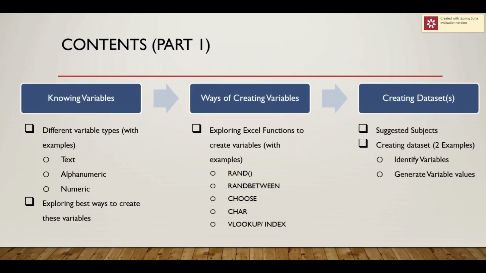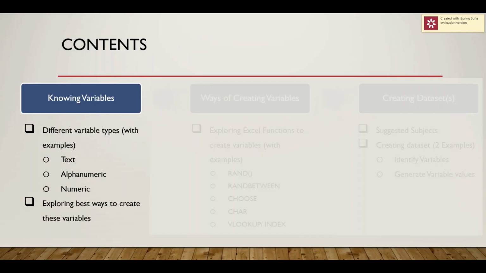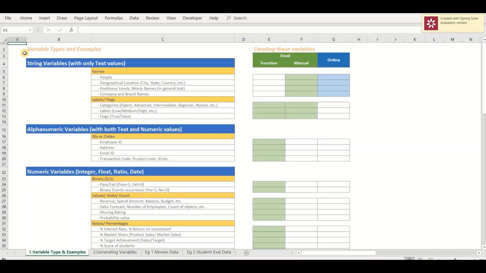Let's begin. In part 1, I am going to focus on these three components. Let's start with knowing different types of variables and best ways to create these variables. Broadly, there are three categories of variables. String variables, which have only text values.